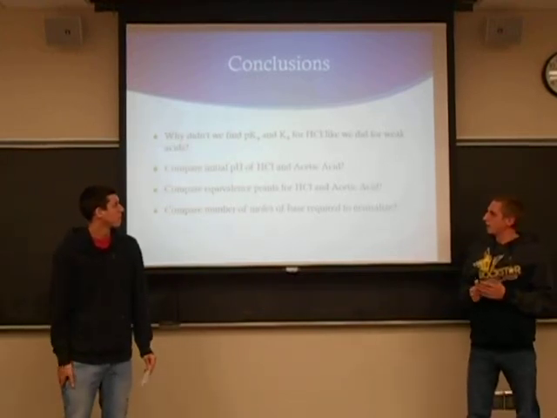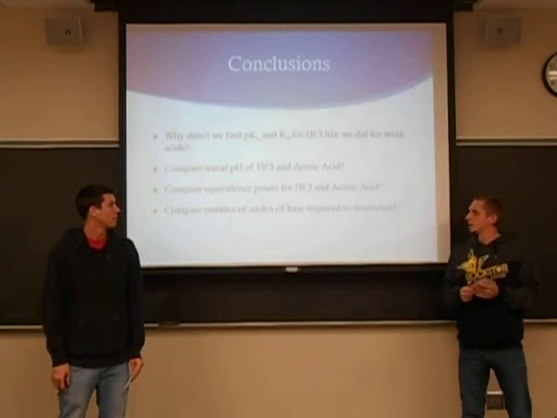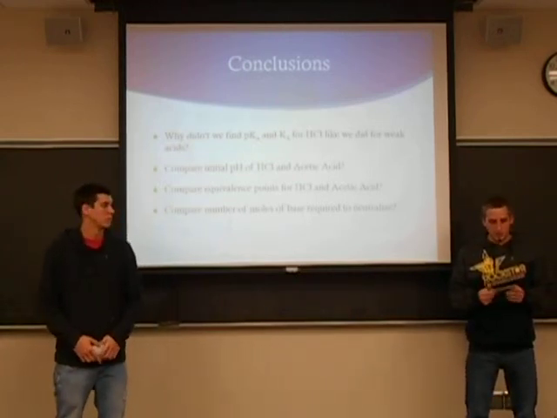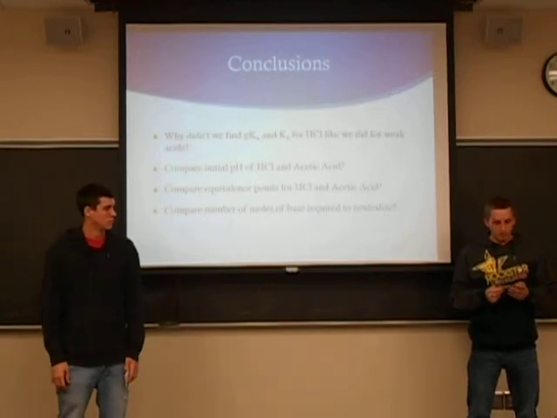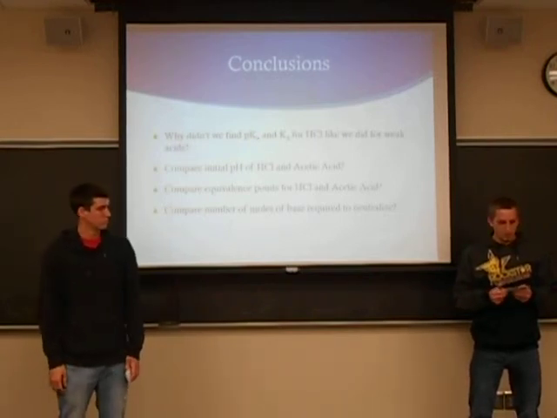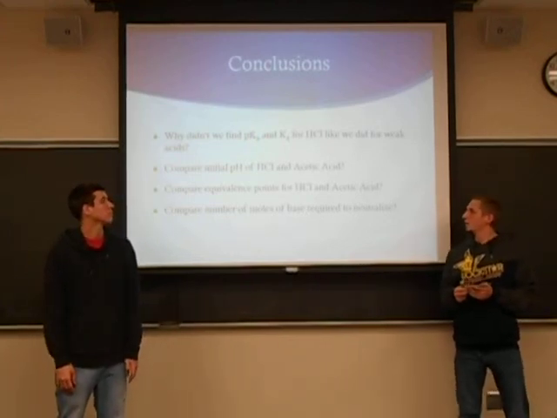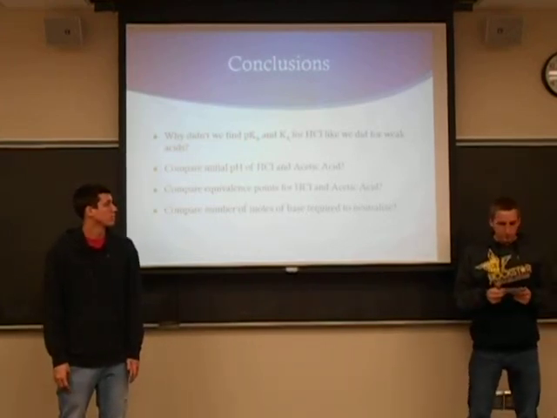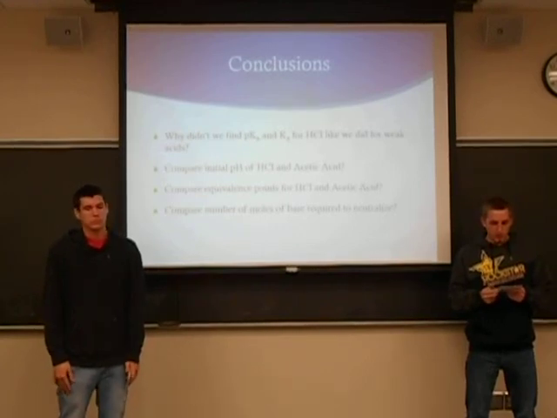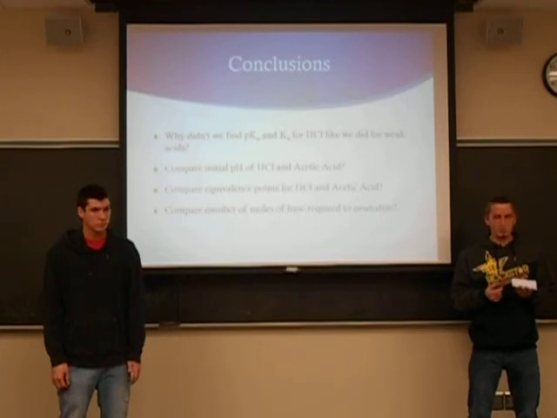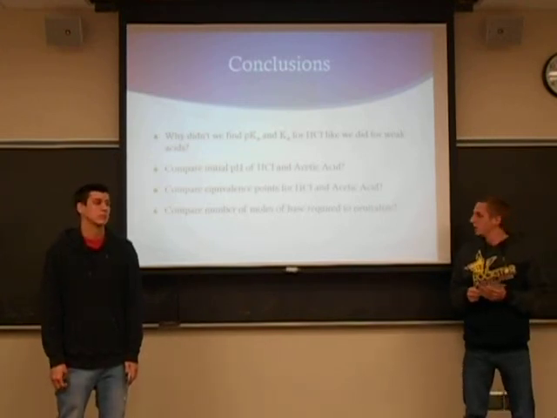Asked to compare the initial pH of hydrochloric acid and acetic acid, the hydrochloric acid was lower than the acetic acid because hydrochloric acid is a strong acid and acetic acid is a weak acid, so the pH will be lower for the strong acid. And comparing the equivalency points of both, the equivalency point pH of a weak acid will be above 7 because it will convert to its conjugate base at the equivalency point.